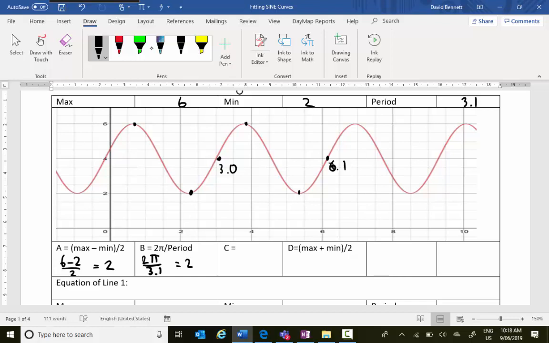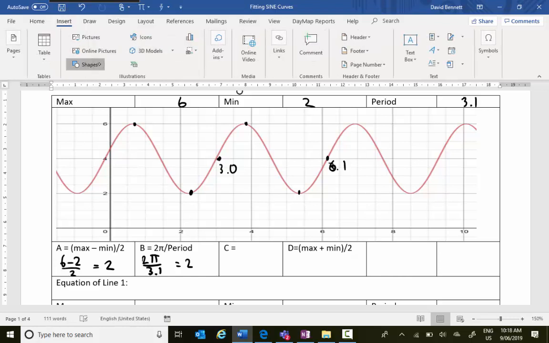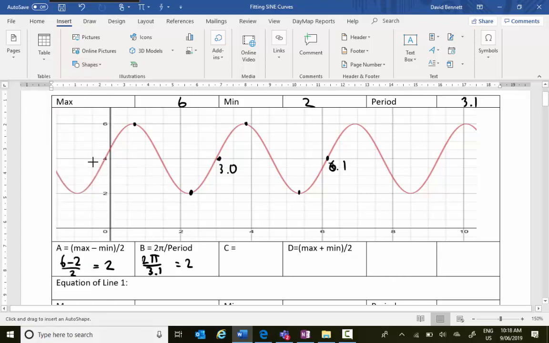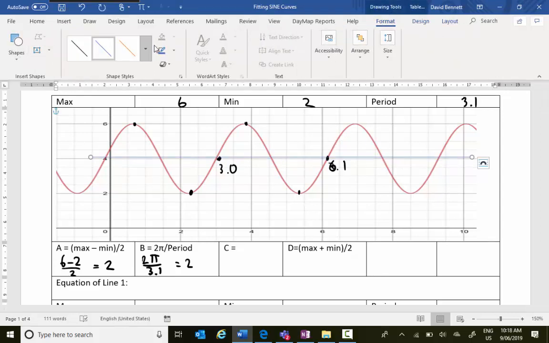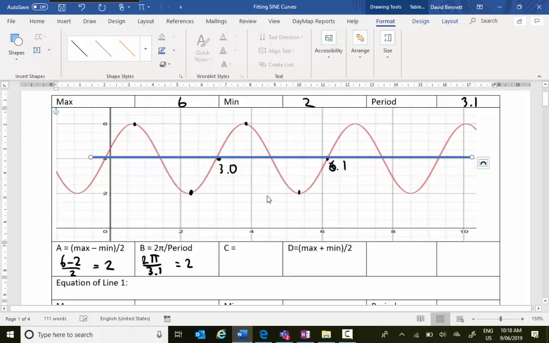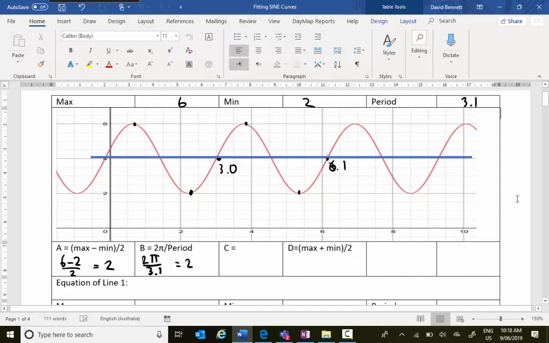Our C value, I'm going to insert a line. This is the thing that I need to do better. Our C value, and I'm preempting the next part, is symmetrical around that line there. If I just make that line a bit fatter, you'll see that line. So what I should probably do is do my D value next.